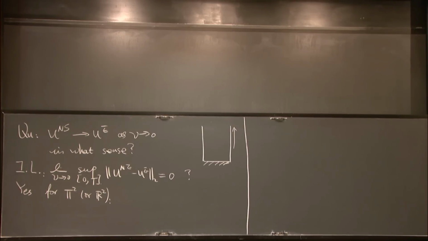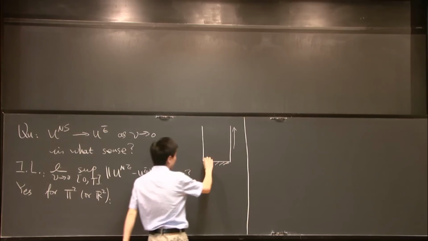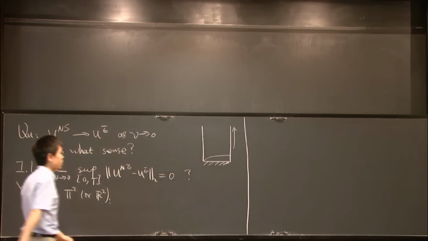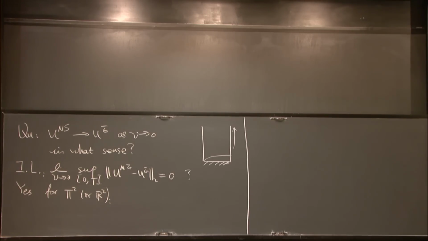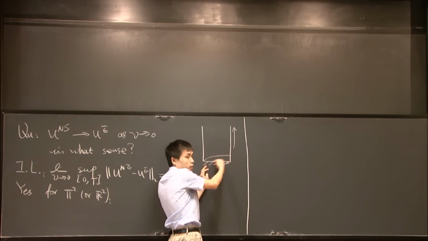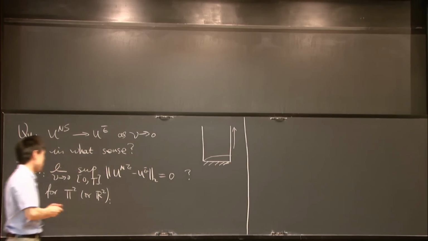So in particular, there will be a layer right near the boundary. When there is a boundary, there should be some boundary layer here. Correct. The sides are periodic, so there's no boundary layer there. Only the bottom. It's just this boundary. The sides are periodic.